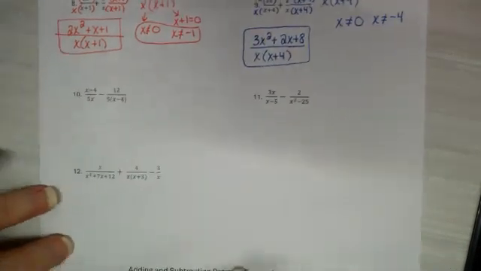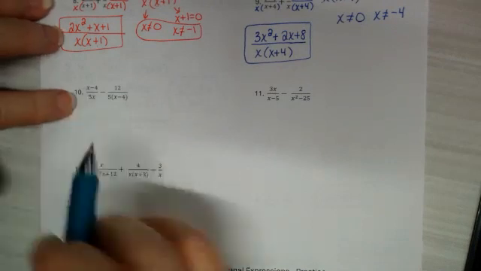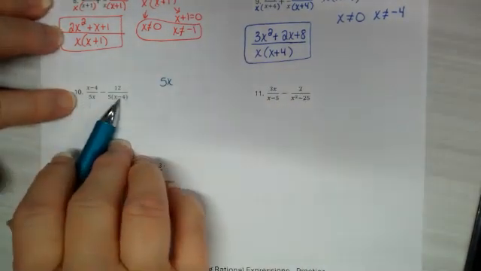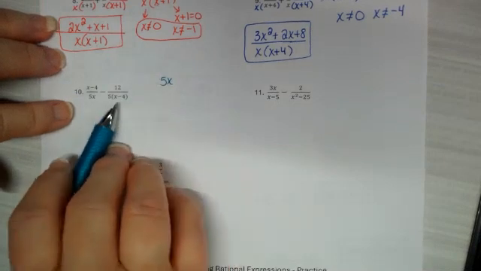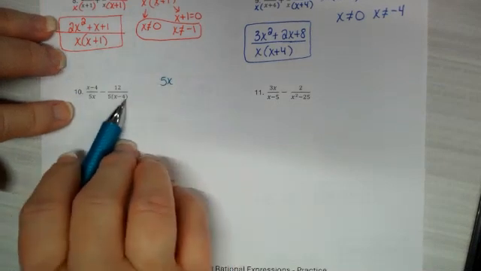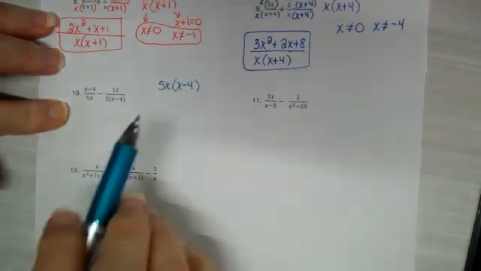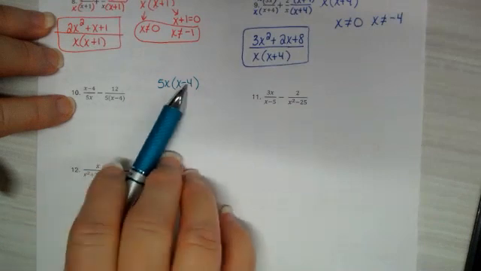All right, let's keep on. Number 10. So my common denominator, I'm just going to write the first one down, 5x. Now look at the second one. Do I have a 5? I do. Do I have an x minus 4? Not yet. So there's my common denominator. It includes everything I need from each denominator.